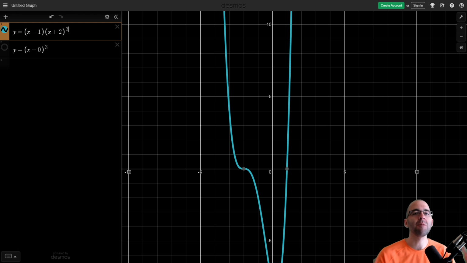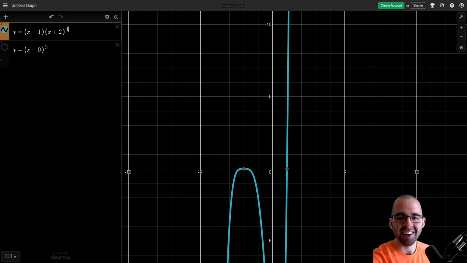What about multiplicity 4? What does multiplicity 4 look like? Yeah, multiplicity 4 kind of looks like multiplicity 2. It kind of looks like a parabola just bouncing off, just a little flatter.